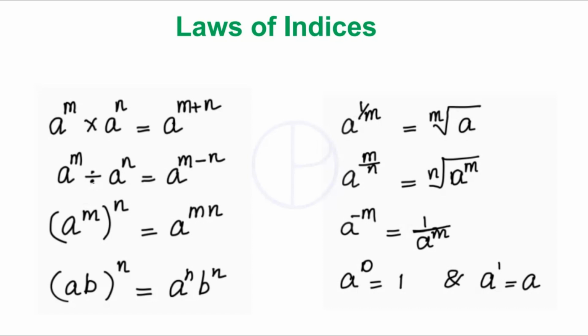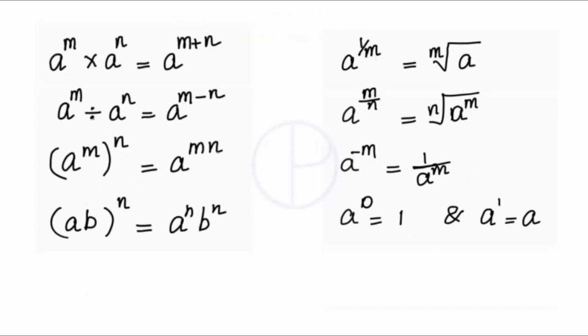For example, 3 multiplied by 3 multiplied by 3 multiplied by 3. This can be written as 3 power 4. Here the number 3 represents the base and 4 is known as the index.